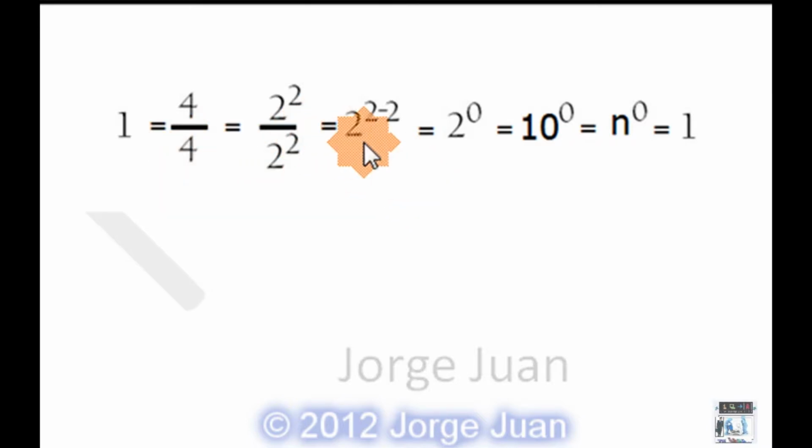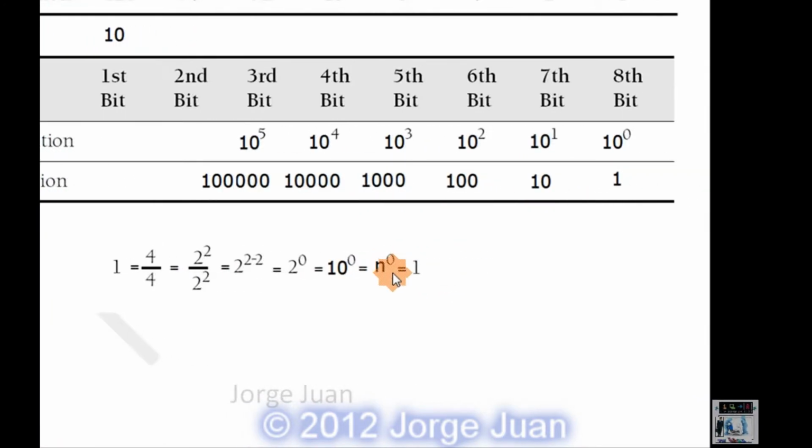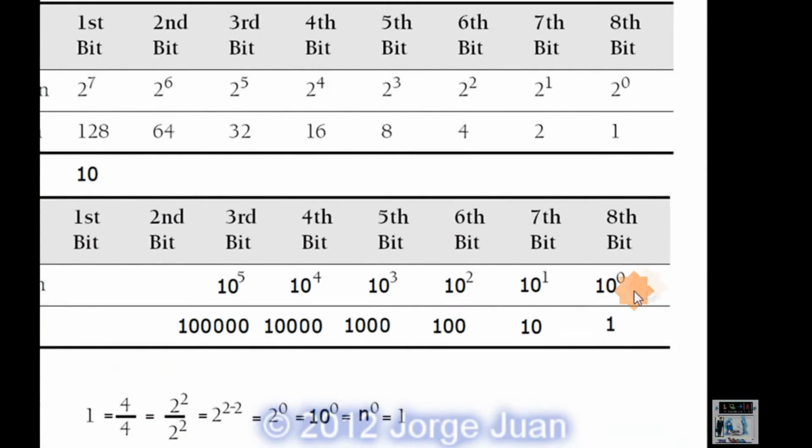But that is also equal to saying 2 elevated to the power of 2 minus 2, which equals 2 to the 0 power. In turn, we can say that 10 to the 0 power is also equal to 1, and any number to the 0 power will equal 1. Well, I hope I didn't confuse you, but let me go to the base 10 that we're familiar with and see if we can look at it a different way to make it easy to understand.